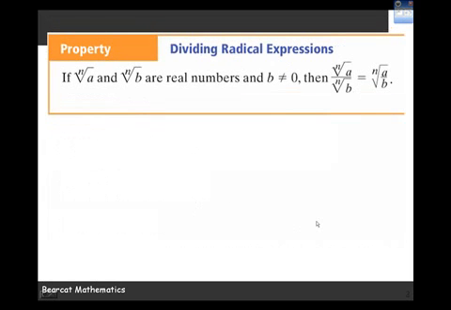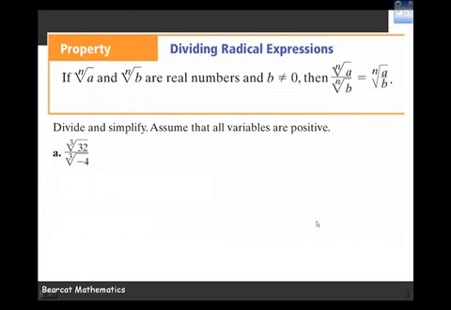Dividing radical expressions: if the nth root of a and the nth root of b are real numbers, and b is not 0, then the nth root of a divided by the nth root of b is the same thing as one big root, the nth root of a over b. So if we're trying to simplify the cube root of 32 divided by the cube root of negative 4, we could just say that's the cube root of negative 8, because 32 divided by negative 4 is negative 8, which is negative 2, because negative 2 times negative 2 times negative 2 is negative 8.